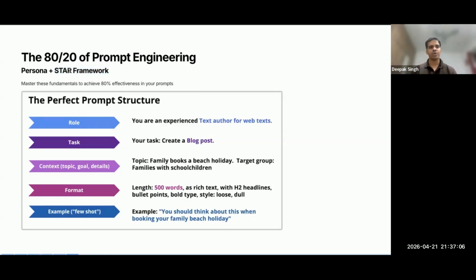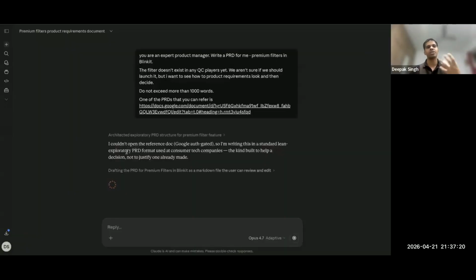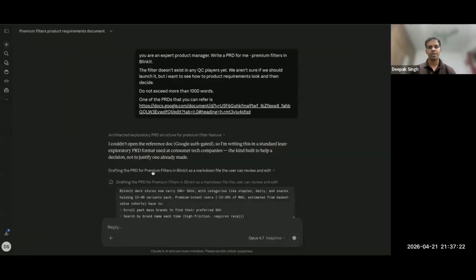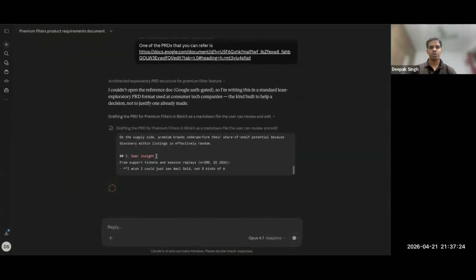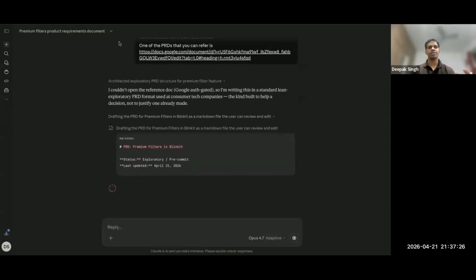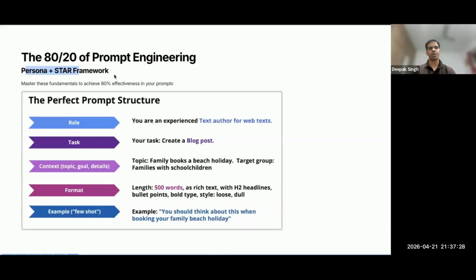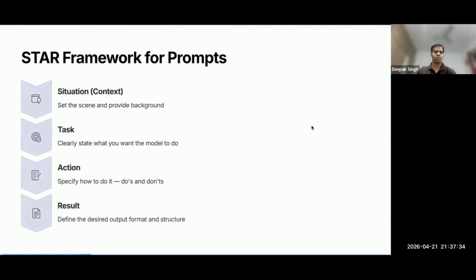And then what is the result? Which is again, what do you exactly want? Here you can add an example. This is how it should look. You can talk about the format and all that. But persona plus STAR is something that you can remember. This is something that you folks have trained your brain in. So this is something that you'll be really, really good at, persona plus STAR framework. So start here, and I think you'll be writing prompts soon, better than most people.